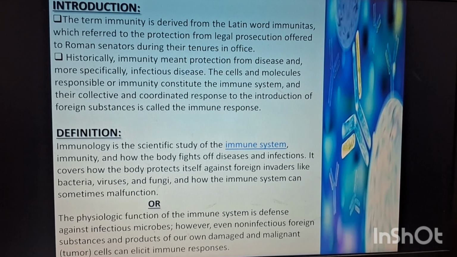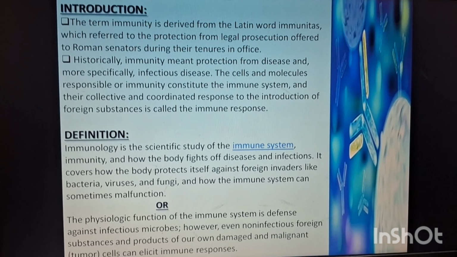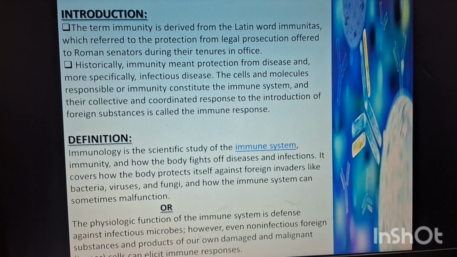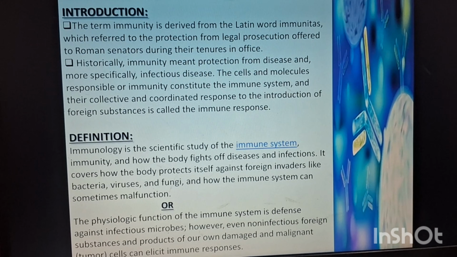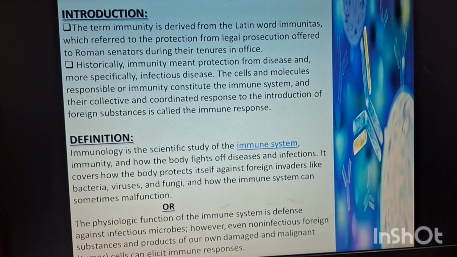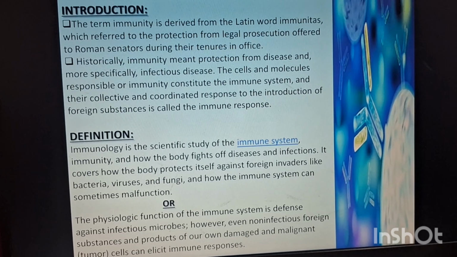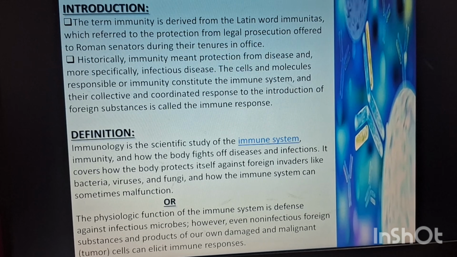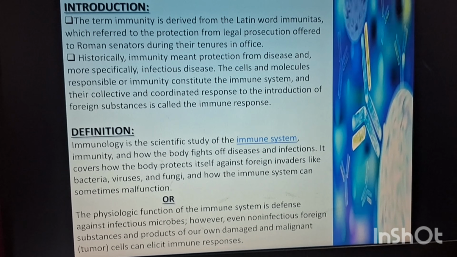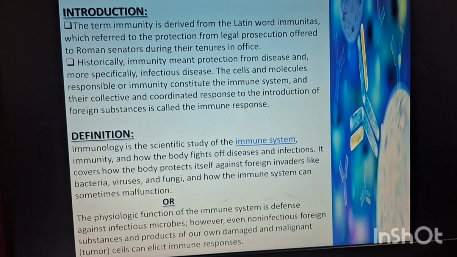What is immunity? The term immunity is derived from the Latin word immunitius, which refers to the protection from legal prosecution offered to Roman senators during their tenures in office. Historically, immunity meant protection from disease, and more specifically infectious disease. The cells and molecules responsible for immunity constitute the immune system, and their collective and coordinated response to the introduction of foreign substances is called the immune response.